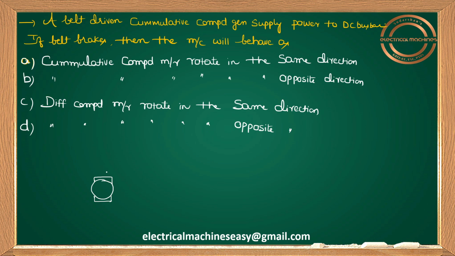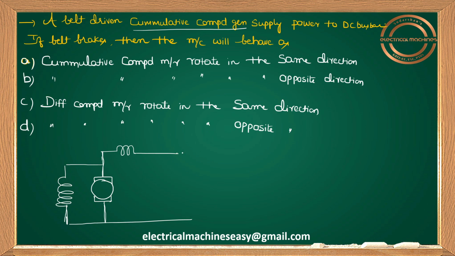So, cumulative compound generator. Let me take a short shunt example, long or short, your wish. Short shunt means the shunt field winding is across the armature, and here the series field winding. Initially it is a cumulative compound generator, so it is giving supply to the bus bar. Let me take plus and minus here. It is giving supply to the bus bar like this.